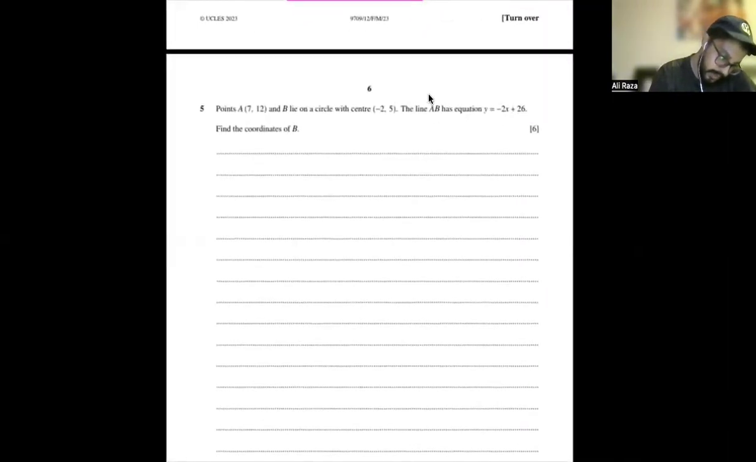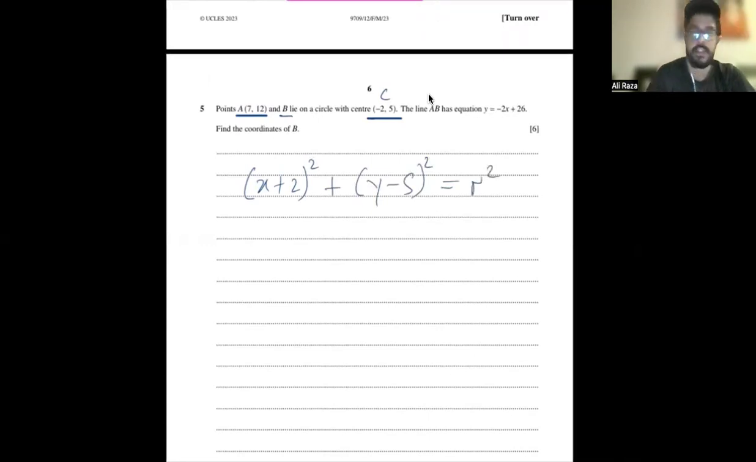In question 5, we have points A and B, which lie on a circle with center C. So the equation of this circle can be formed: x plus 2 whole square plus y minus 5 whole square is equal to r square, which is unknown right now. The line AB has the equation y is equal to minus 2x plus 26.